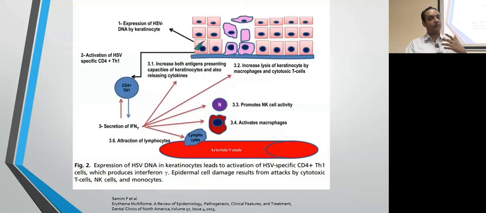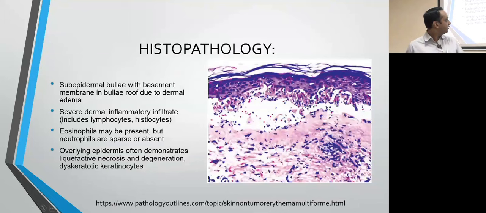So once a CD4 cell is sensitized to this HSV DNA expressed by the keratinocyte, it releases interferon gamma, which in turn promotes natural killer cell activity, activates macrophages, and causes this subepidermal bullous lesion to develop. So if you actually see this histopathology, it is exactly at the dermoepidermal junction that this bulla develops. And the significance of this we'll see in the Nikolsky sign that is coming up. There's a severe dermal inflammatory infiltrate. And the overlying epidermis demonstrates liquefactive necrosis and necrotic keratinocytes.